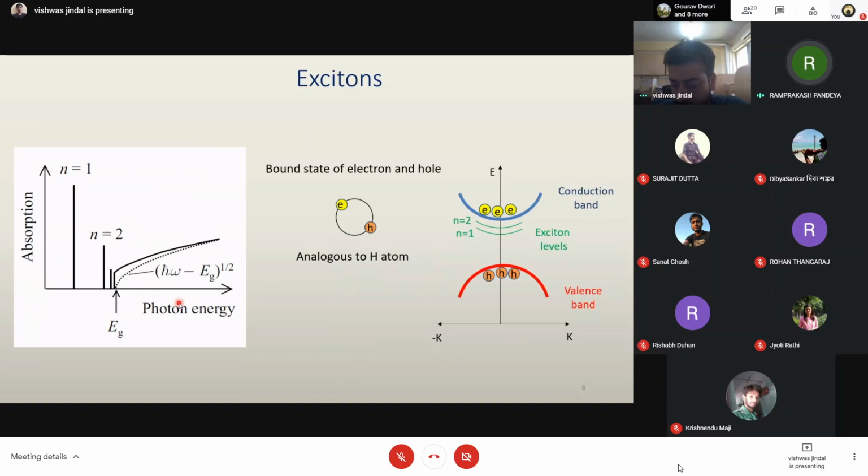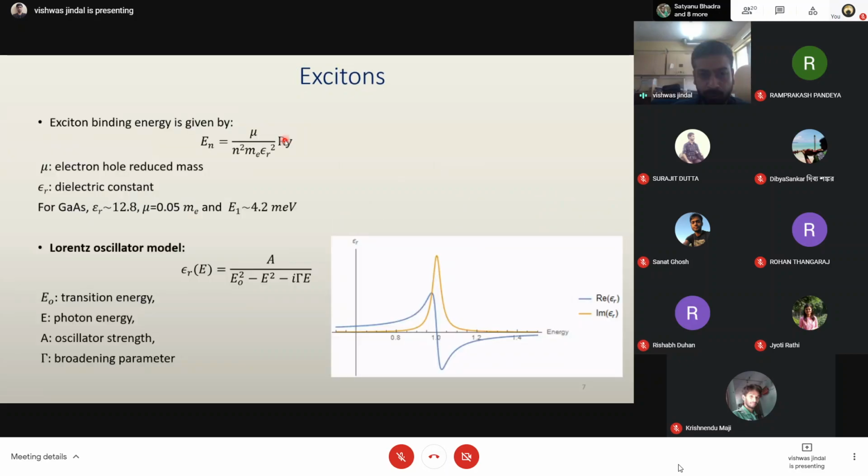So this is the formula, mu upon n square me. Let me give you a feel of the numbers. For gallium arsenide, epsilon r is somewhat close to 12.8, and mu is 0.05 me. The electron and hole masses depend on the curvature of the valence band and conduction band. From the effective masses of the electron and the hole, you get the reduced mass, which comes out to be 0.05 me, and the binding energy for the ground state of the exciton is 4.2 meV.